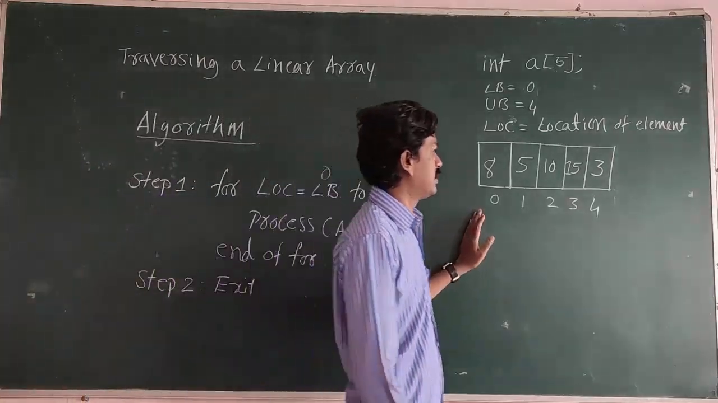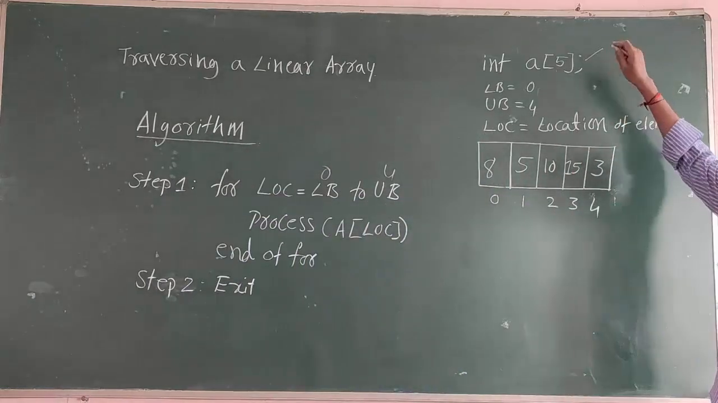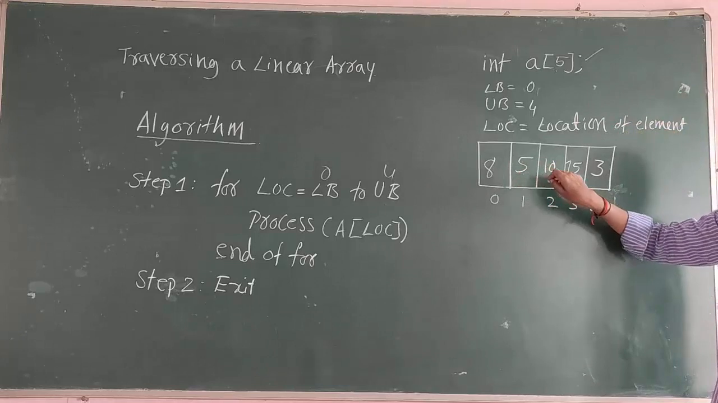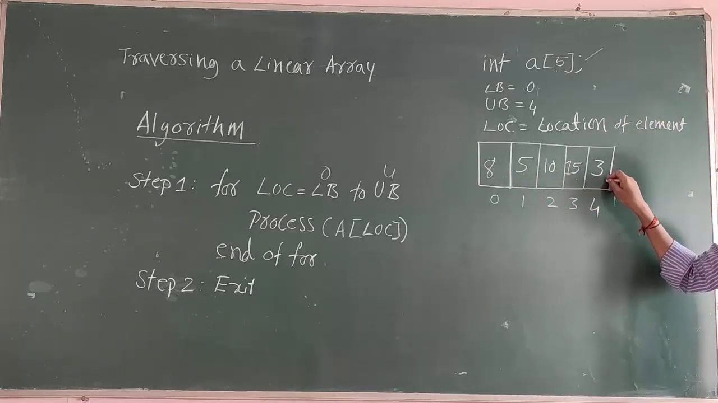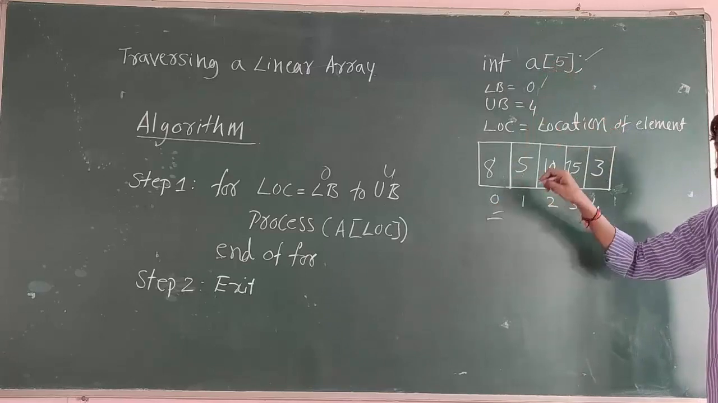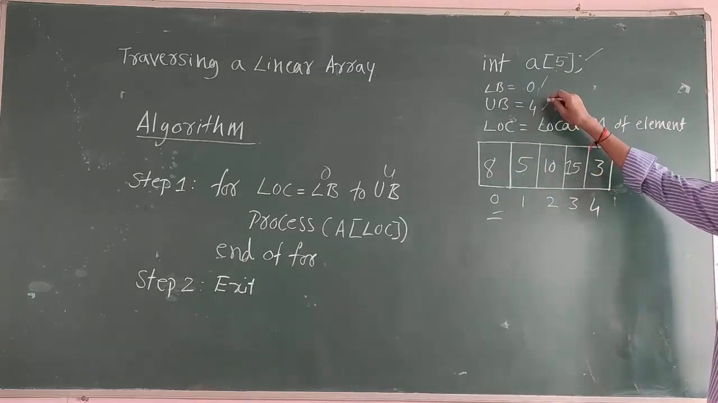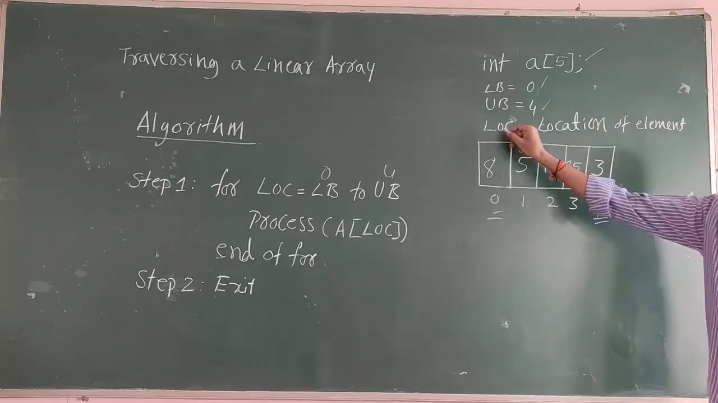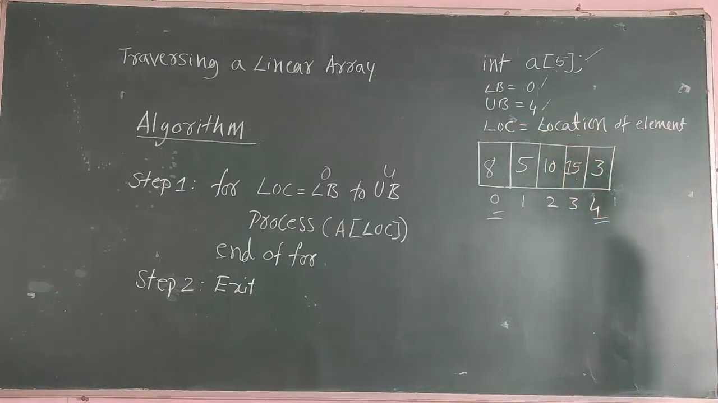Let's take this example. I declare an integer array A of 5, which consists of 5 elements: 8, 5, 10, 15, and 3. Where lower bound is 0, the lowest index of the array, and UB is 4, the upper bound, the highest index of the array. Location is the location of a particular element.